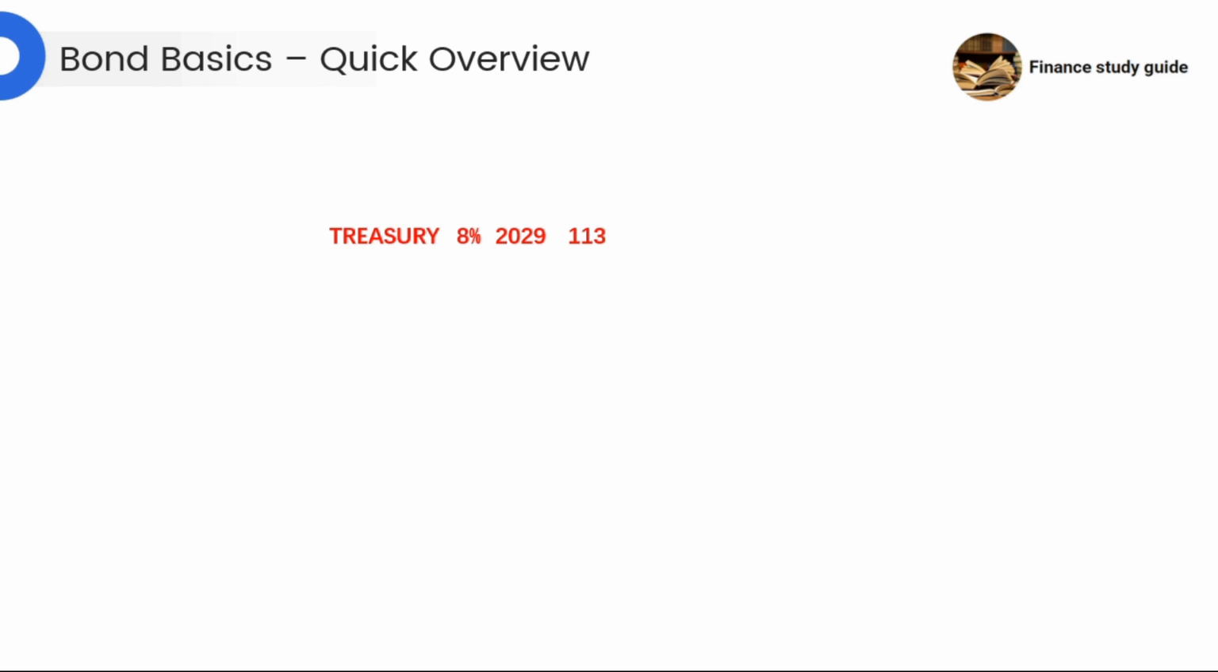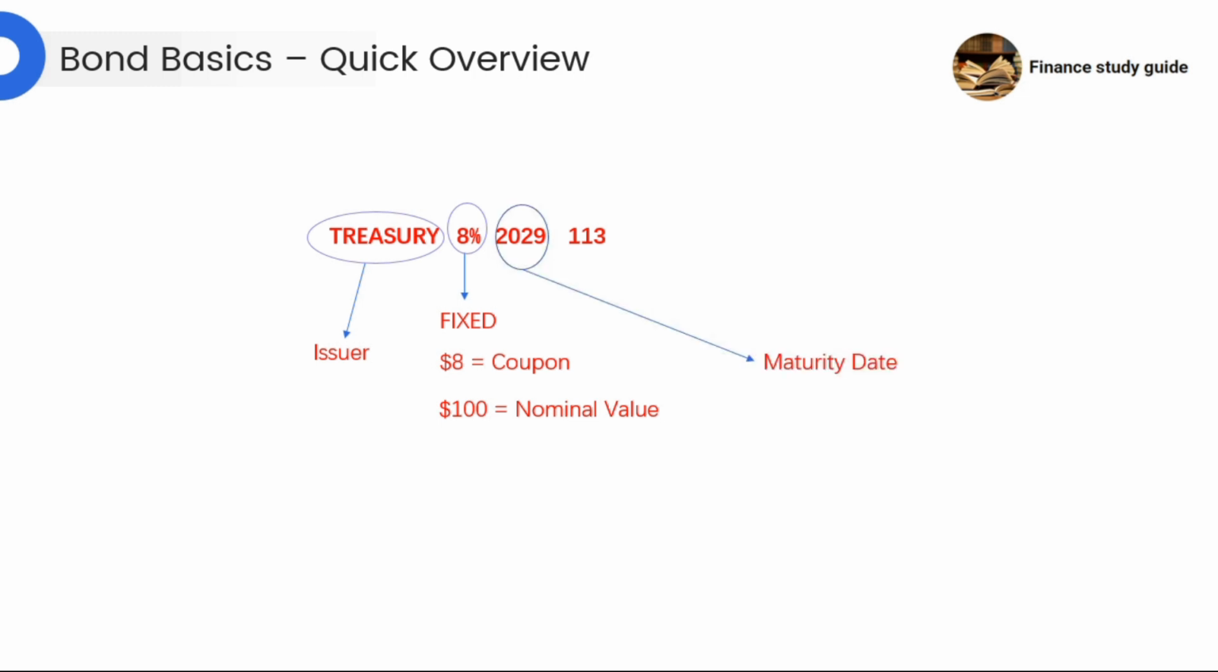If you were to look up bonds in the exchange, you would find something like this. First of all, you'd have a word like treasury. That's the name of the issuer. Then you'd have a percentage, so it might say 8%, this is the coupon. And you'll find a date, so 2029. It doesn't have to be 2029, doesn't have to be 8%, but let's take those as examples. And then the price, $113 as an example.